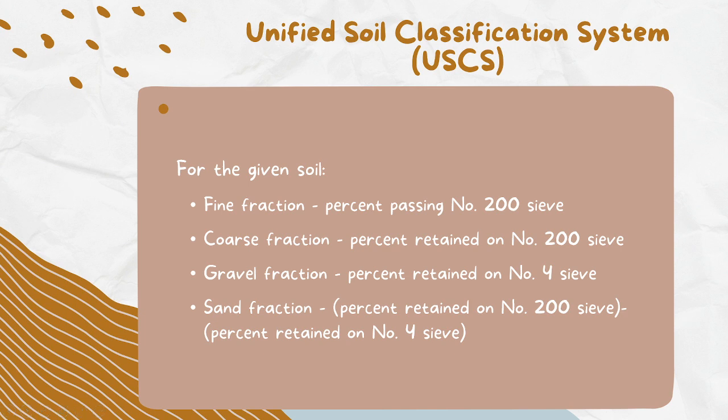So always remember that for the given soil, the fine fraction is the silts and clay, which is the percent passing the number 200 sieve. The coarse fraction is the percentage retained on the number 200 sieve. That's composed of the gravel and sand. For the gravel fraction, that is the percent retained on the number 4 sieve. And for the sand fraction, that is the percentage retained on the number 200 sieve minus the percentage retained on the number 4 sieve.